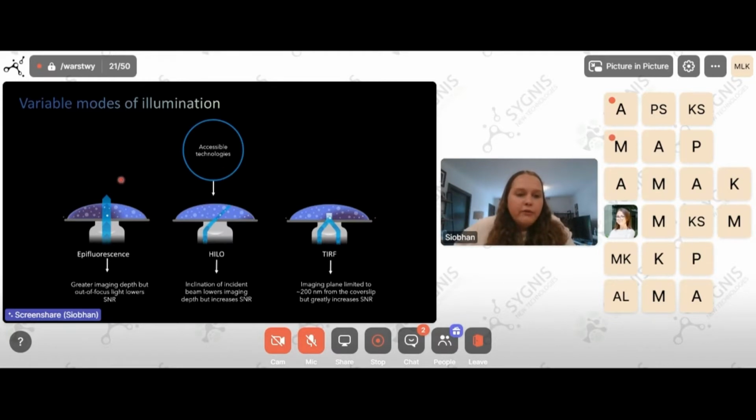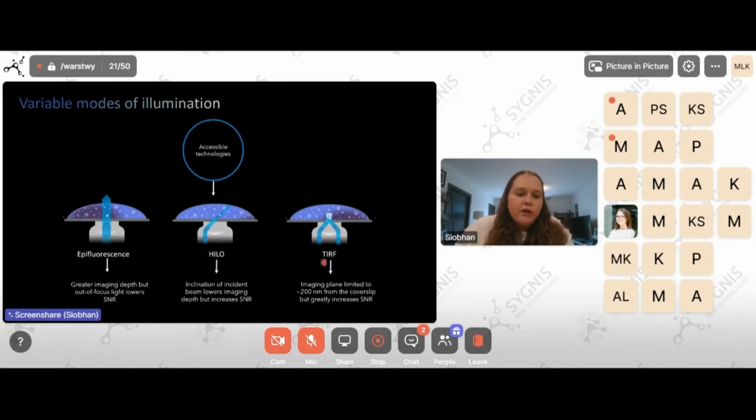For epifluorescence mode, this is essentially where the light is beaming straight through the sample. So you have a greater depth at which you can image your samples, but as a compromise, you lose some of the signal to noise. If you were then to switch to HiLo mode, you reduce the depth that you can image, but you greatly increase the signal to noise in comparison to epifluorescence.